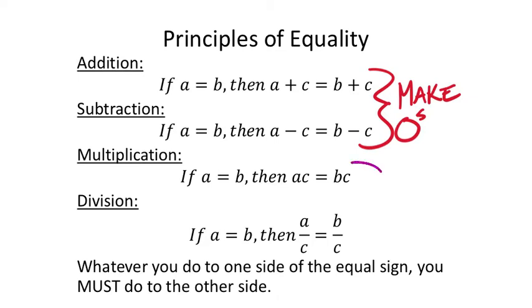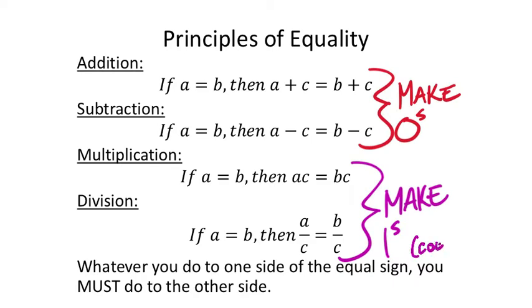And then we have multiplication and division principles of equality, which again, we're going to be using with purpose. We don't want to just divide by random values. We want to be making ones with these. And specifically, if we're going to make a one, it should be the coefficient, which is the number being multiplied by the variable or the letter.